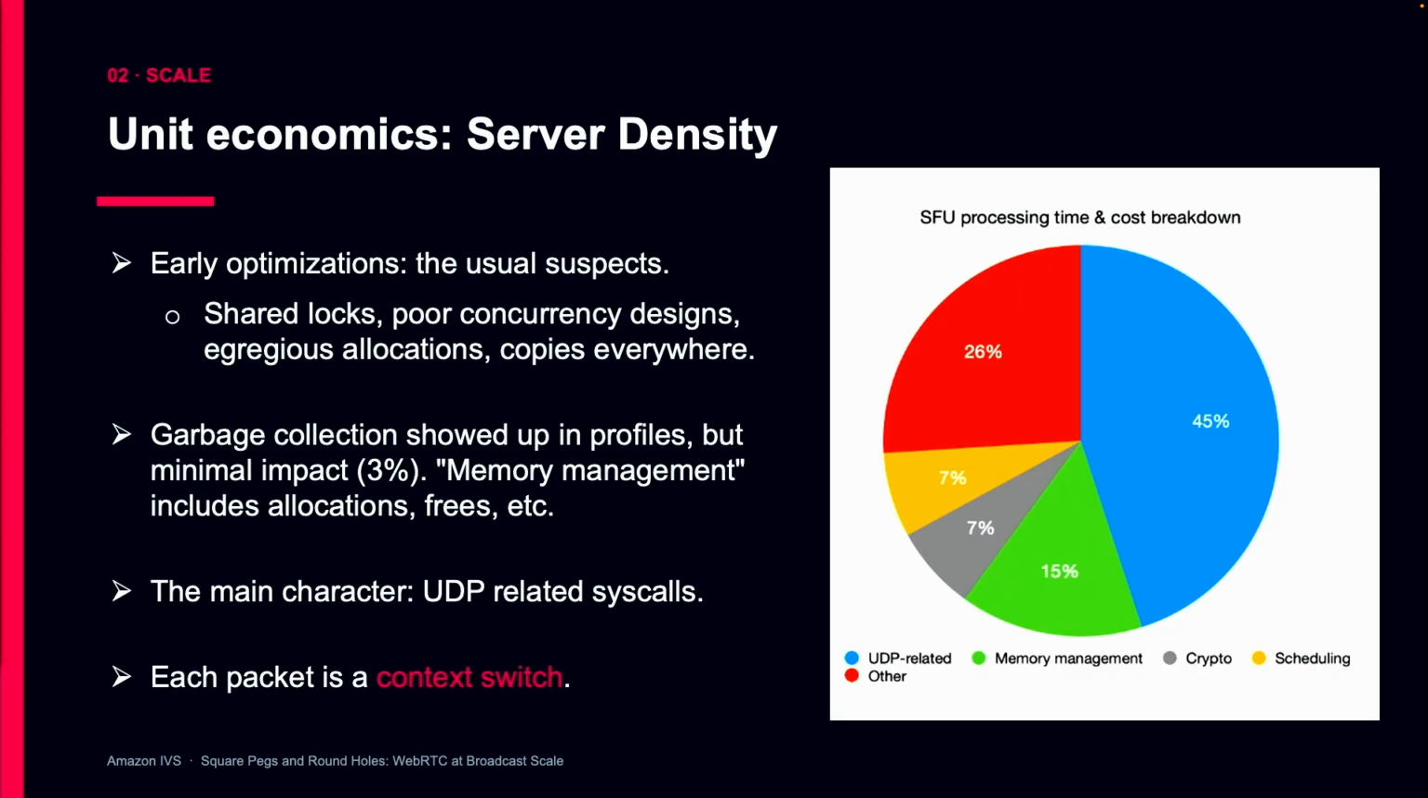So as any good engineering org would do, we profiled all the things. Our SFU was written in Go. We just assumed garbage collection was biting us, but that was like 3% of our capacity there. So that was not the main culprit. The main culprit was really UDP syscalls. Every packet was a context switch. That was our bottleneck. TCP is heavily optimized on the Linux kernel.